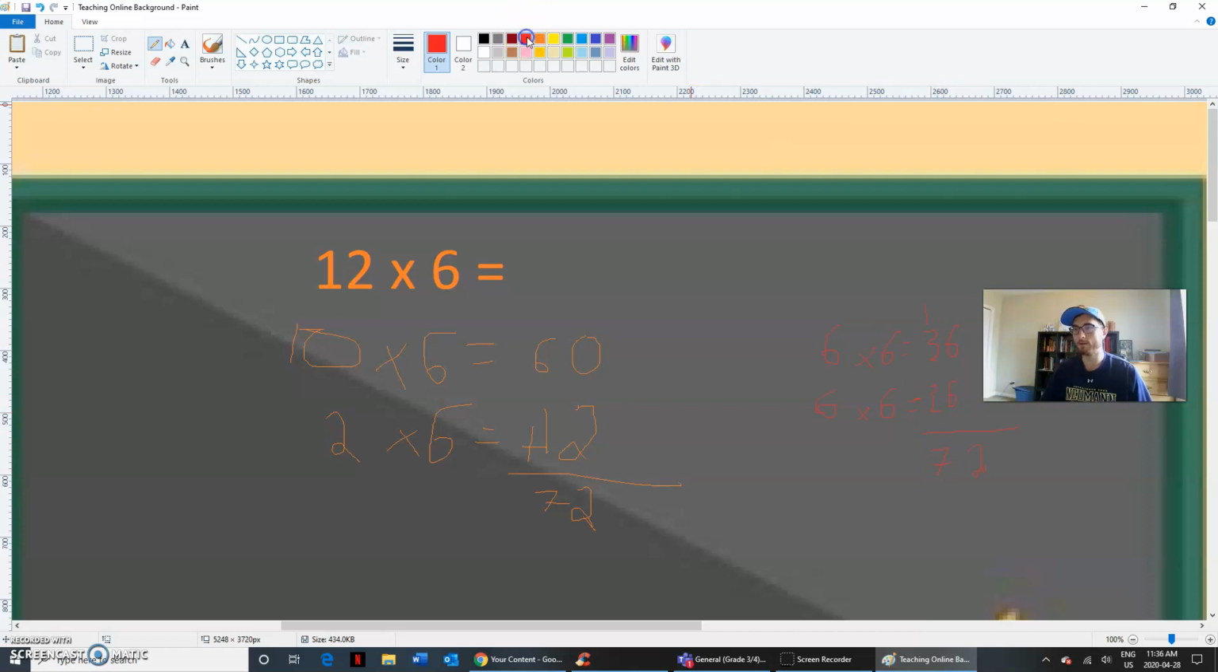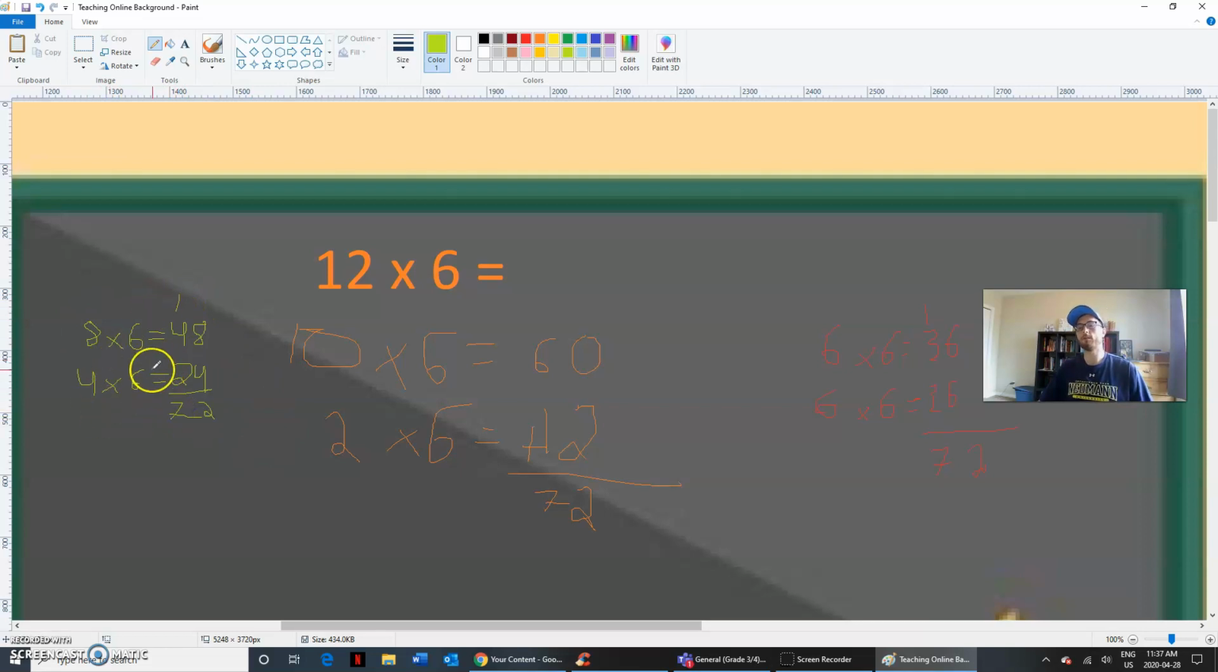Let's try a different one. I know 8 times 6 is 48. Maybe I do an array to figure that out. Maybe I just know it. 48. And I know that I need another 4 groups to get the 12 groups of 6. 4 times 6, and I know that's 24. Then all I have to do is add that together at the end. And that's going to get me 72. Oh, all of them got me the same answer.